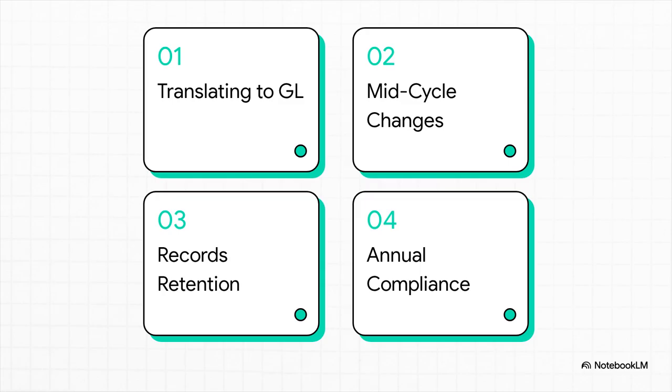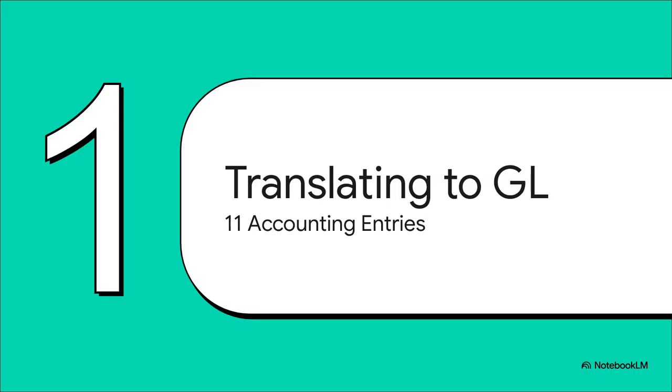We're looking at 4 main pillars today: translating payroll to the GL, authorizing mid-cycle changes, records retention and audit defense, and separation and annual compliance. Let's get to it. Pillar 1. Translating payroll to the GL, specifically the 11 accounting entries.